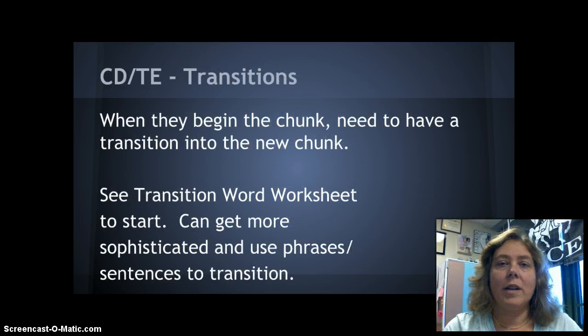Transitions. When a concrete detail or piece of textual evidence begins a chunk, you need to have a transition into the new chunk or your new point. You have a transition word worksheet that you can use, but as you become more sophisticated writers, you should try to use some phrases and some sentences to transition between your points as well.